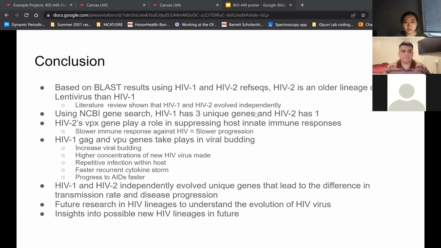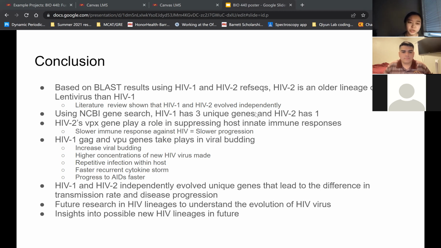So in conclusion, based on the BLAST result using the HIV1-2 reference sequence, we learned that HIV2 is an older lineage of lentivirus than HIV1. However, through literature review, we found that this is an inaccurate description of the relationship. In reality, HIV1 and 2 evolved independently. Using the NCBI gene search, we found that HIV1 has 3 unique genes, while HIV2 has only 1.